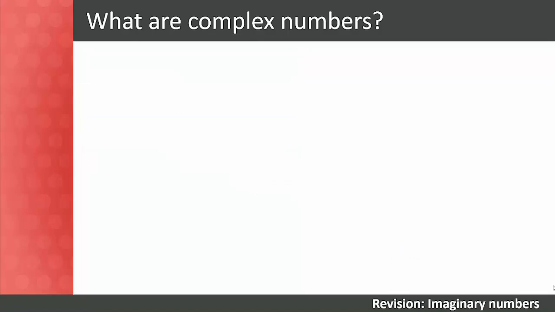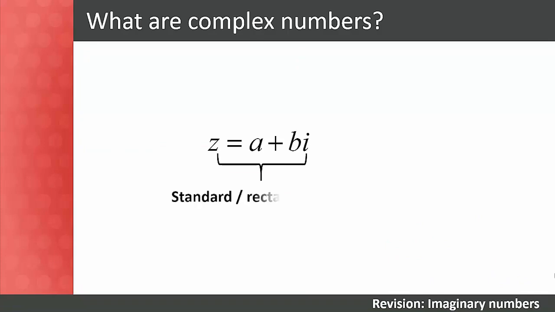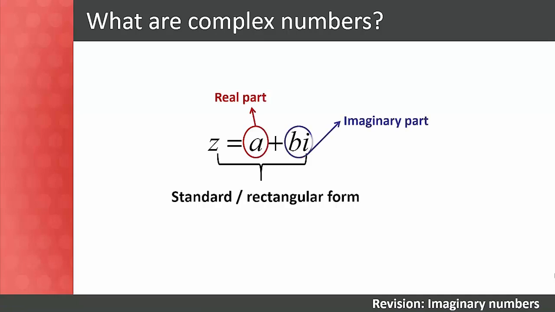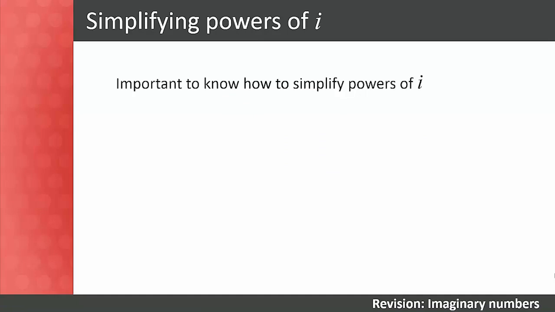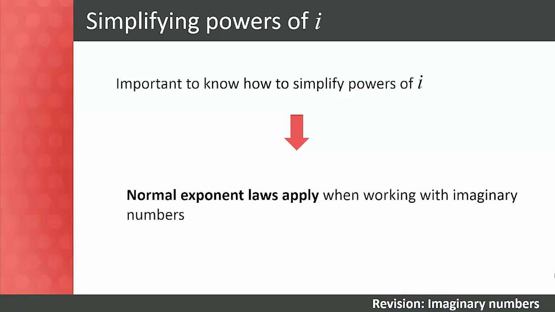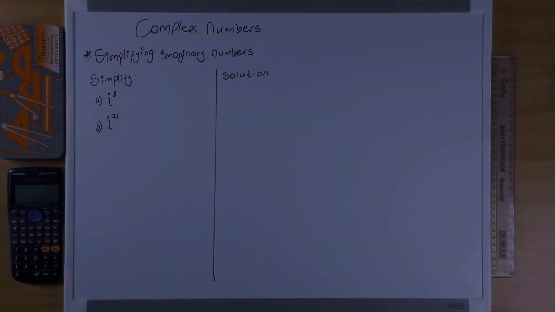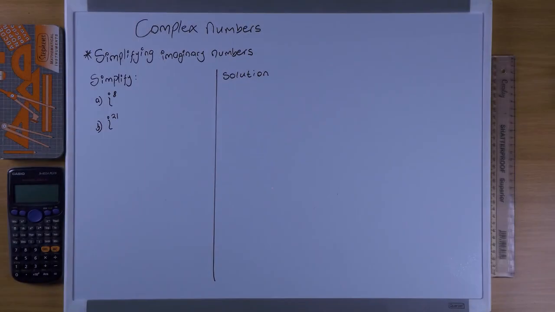Complex numbers in the form z is equal to a plus bi are said to be in standard form or rectangular form. Remember, they have a real part and an imaginary part. When working with imaginary numbers, it is important to know how to simplify their powers. Remember that we can use our normal exponent laws when working with imaginary numbers. This is best introduced by means of an example. Complex numbers. Simplifying imaginary numbers.